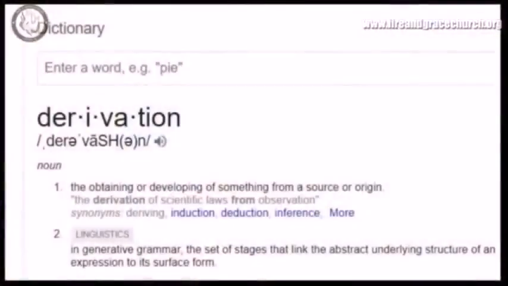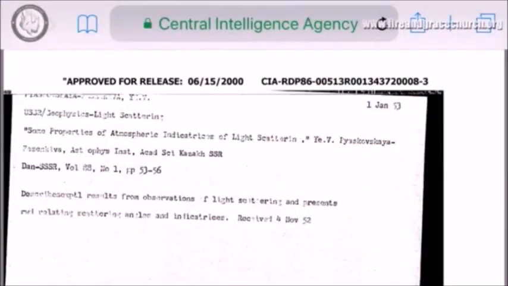There's your definition of derivation: obtaining or developing something from a source of origin. Why would you develop the equations for aircraft to fly over something that doesn't exist? Here's another document. We move forward.